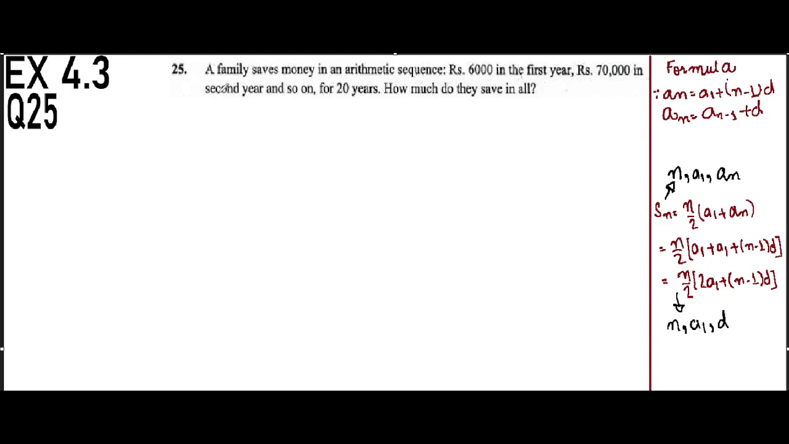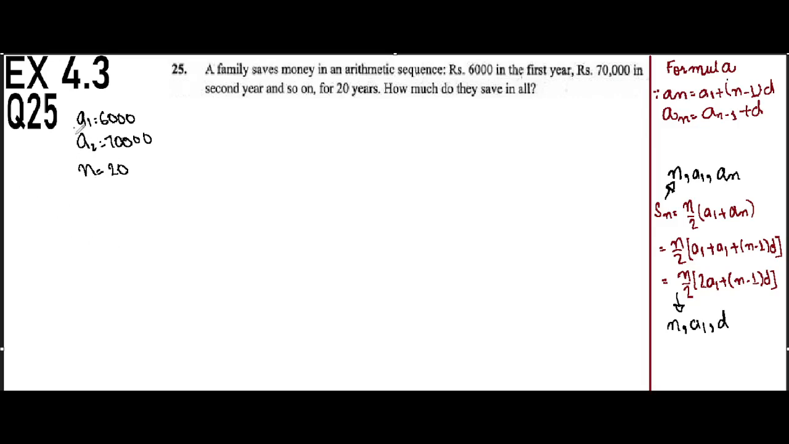Question number 25 reads, a family saves money in an arithmetic sequence, rupees 6,000 in the first year. So A1 is equal to rupees 6,000. Rupees 70,000 in the second year, A2 is equal to 70,000. And so on for 20 years. How much do they save in all? So n is equal to 20.